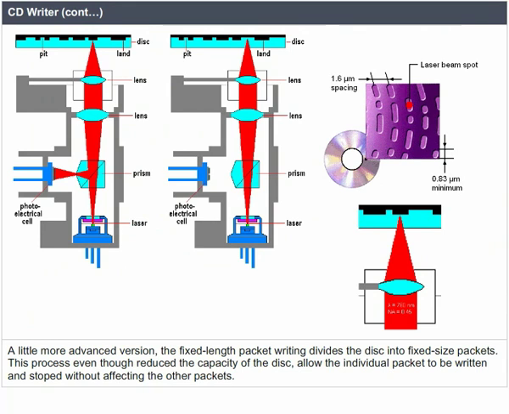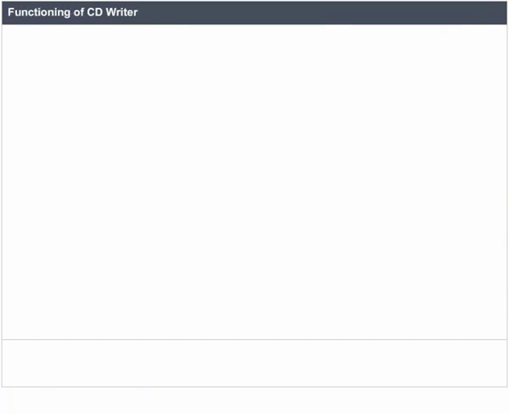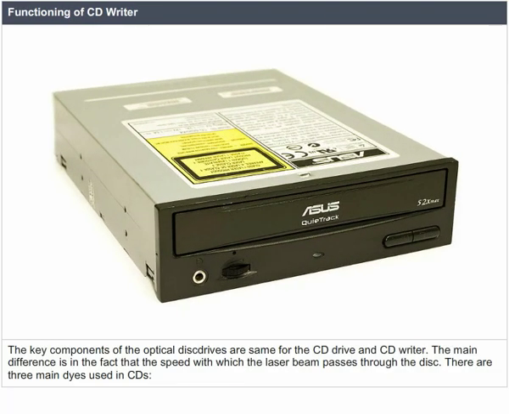Functioning of the CD writer. The key components of the optical disk drives are the same for CD drive and CD writer. The main difference is the speed with which the laser beam passes through the disk. There are three main dyes used in CDs.